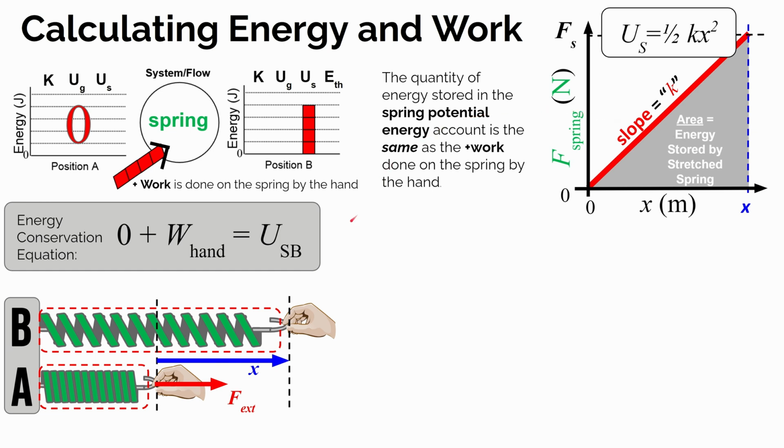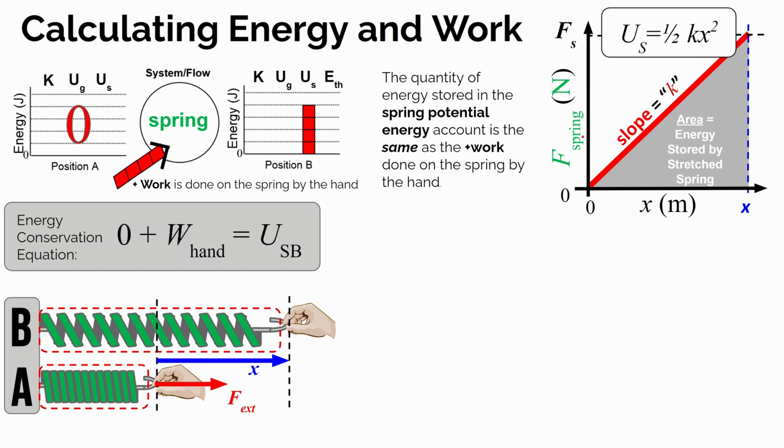Well, let's look back at our energy conservation equation. The amount of energy stored, which is the area, in our stretched spring, the spring potential energy, is the same as the work being done by the hand. So this area also represents the total amount of work done on the system. Well, let's change this graph just a little bit.